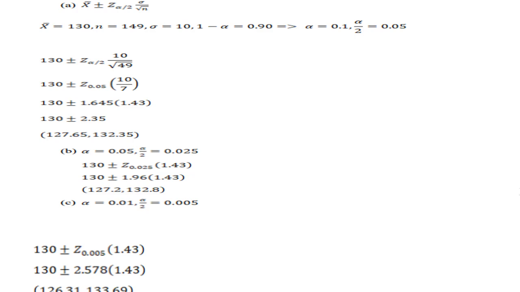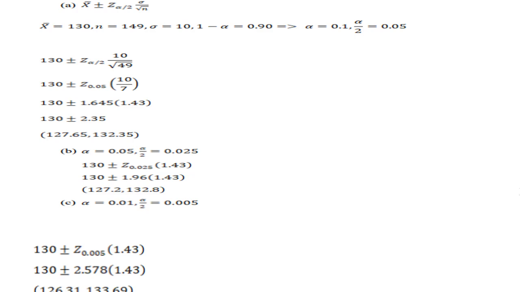Let me come back again. Our X bar is 130, our n is 49, our sigma is 10. For the first one, they said 90% confidence interval. When you convert 90% to decimal, it gives you 0.9. Then to get alpha, 1 minus alpha is 0.90, so alpha is 0.1. Then alpha over 2 is 0.1 over 2, which is equal to 0.05.